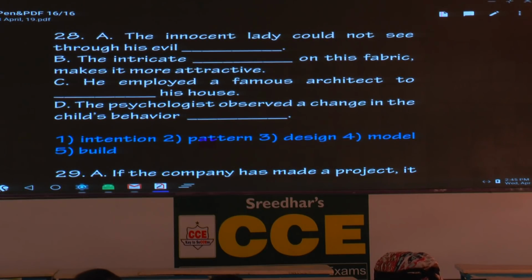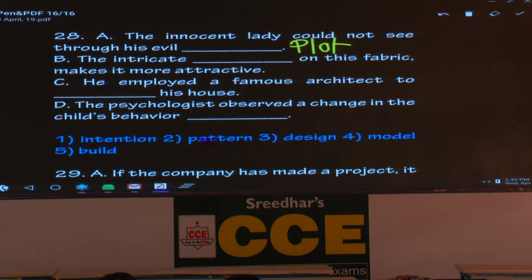The innocent lady could not see through his evil intention. The word intention is right. We'll check other words. Evil pattern. Can you use the word pattern here? No. Evil design. Design is possible. Some plot. Here design means what? Write the word plot, P-L-O-T. Generally we say evil plot, evil design. That is also acceptable.